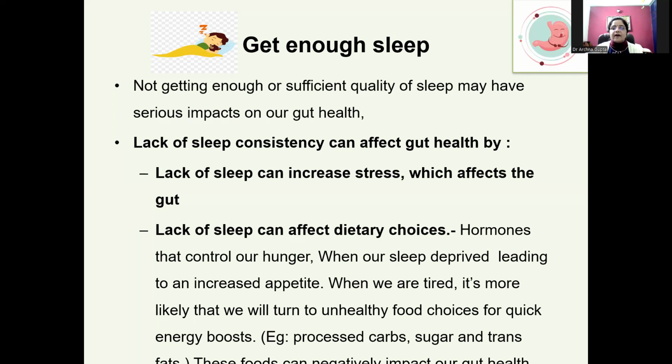Lack of sleep can affect dietary choices and the hormones that control our hunger when we are sleep deprived, leading to an increased appetite. When we are tired, it's more likely that we will turn to unhealthy food choices for a quick energy boost. For example, processed carbs, sugar, and trans fats. These foods negatively impact our gut health.